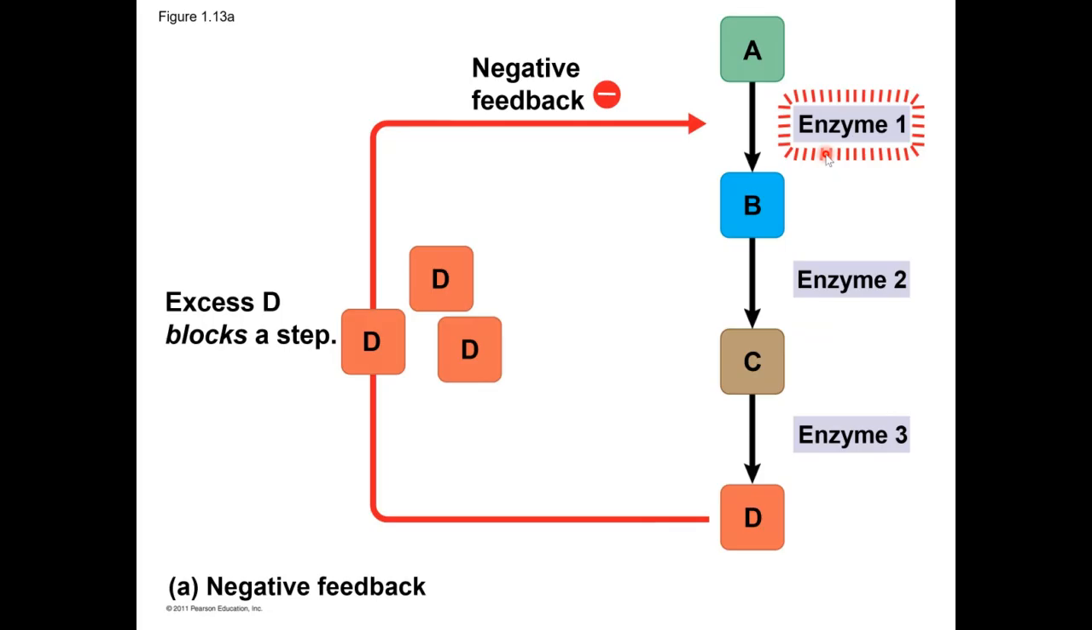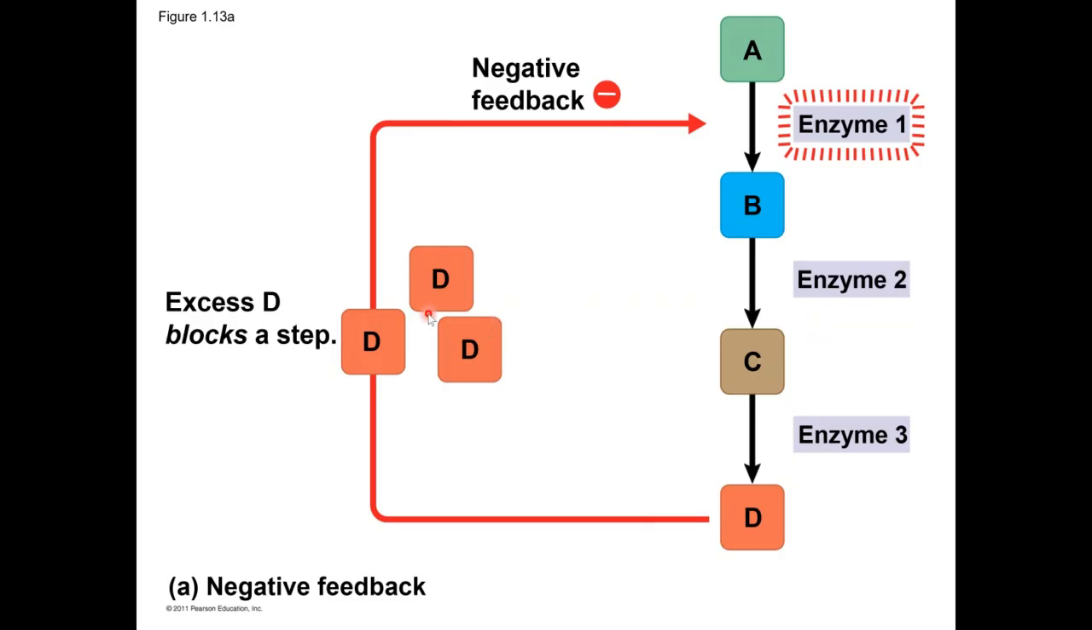Well, what happens if we have enough of product D? We don't need any more. Well, then it would be wasteful to run this whole metabolic pathway. In this example, the product D, when it becomes in large concentration, inhibits this very first step. So when we get enough of the product D, it slows down this metabolic pathway. Hence the term negative, so that it has a calming, slowing down effect.